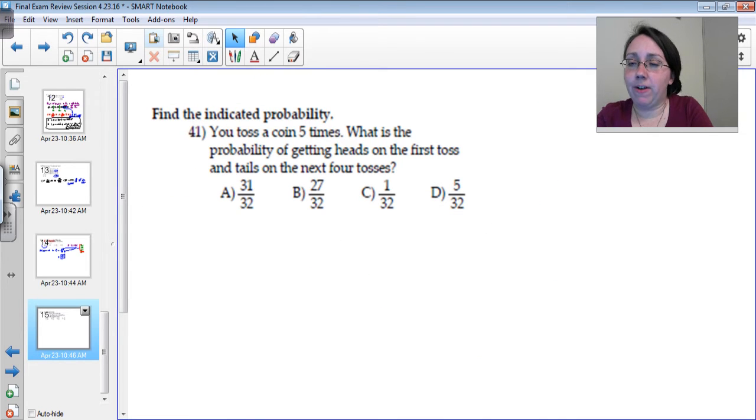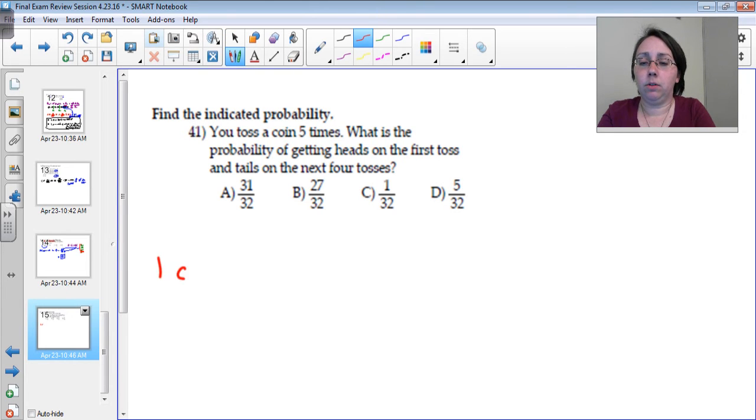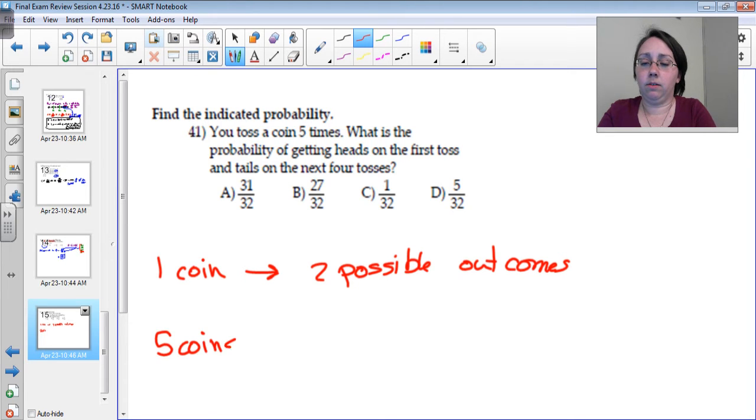All right, you toss a coin 5 times. When you toss a coin, how many possible outcomes are there? 1 coin has 2 possible outcomes. If you toss 5 coins, how many outcomes are there? 10? 2 times 5? 2 times 2 times 2? Oh, 2 to the 5th power. He had it right. It was 32.